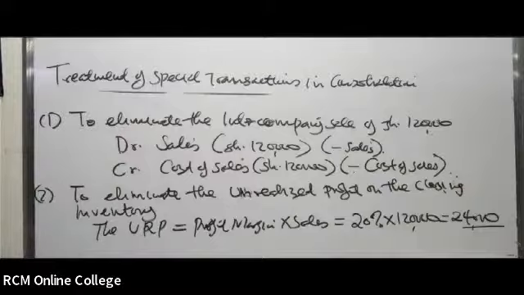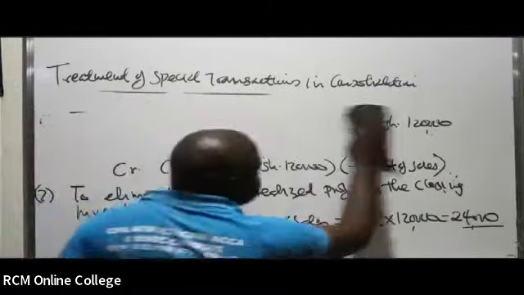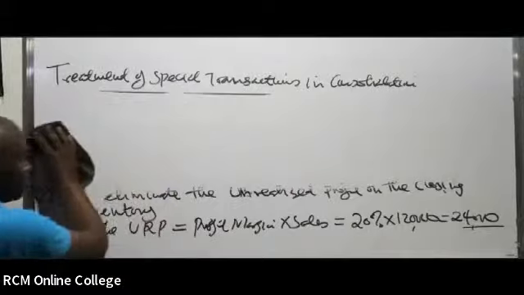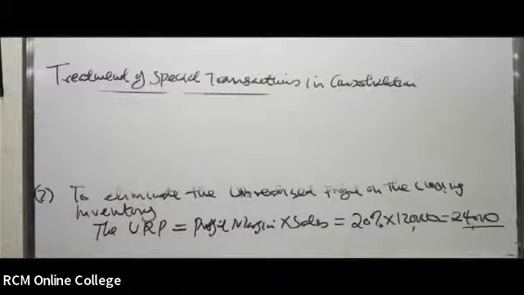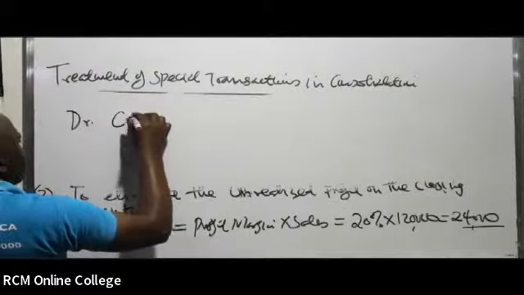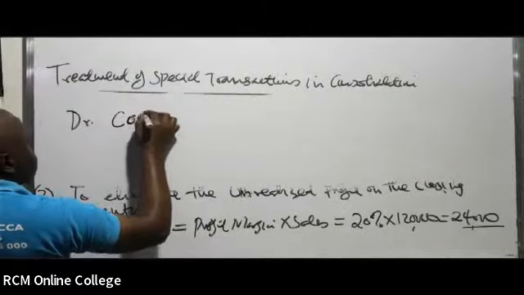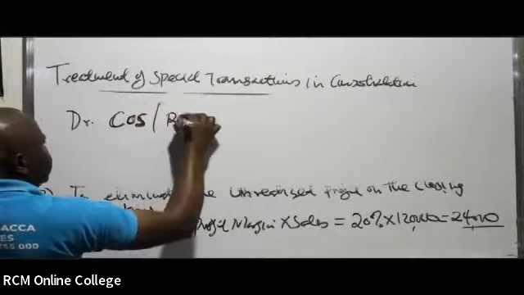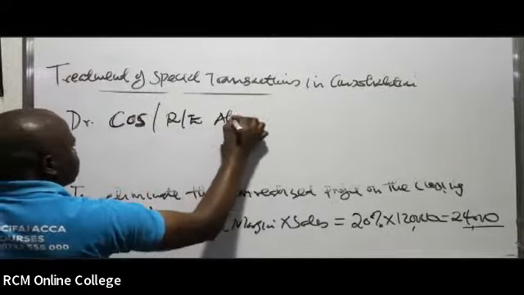You debit the cost of sales or the retained earnings. I don't know whether you're able to see there, so let me wrap here so that you can see. In this case you debit the cost of sales, which we'll get used to calling the COS, or the retained earnings account.